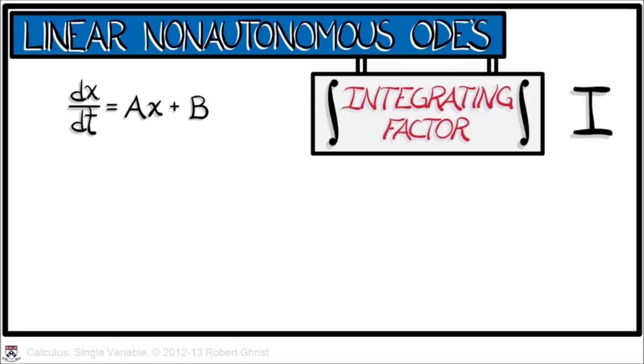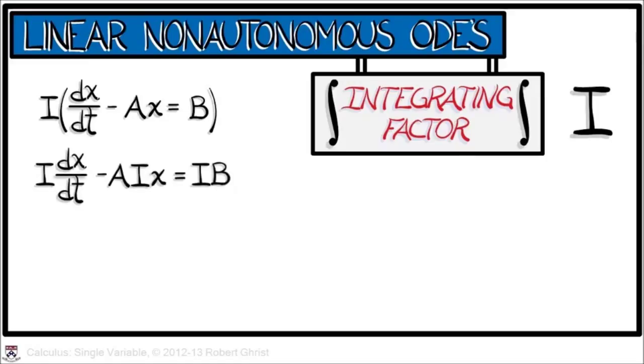Let us denote that integrating factor by I. We're going to multiply both sides of this equation by an as yet unknown function, I. Rearranging terms a little bit and multiplying through gives us I times dx/dt minus a times I times x, and on the right, I times b. Now, what is this good for?